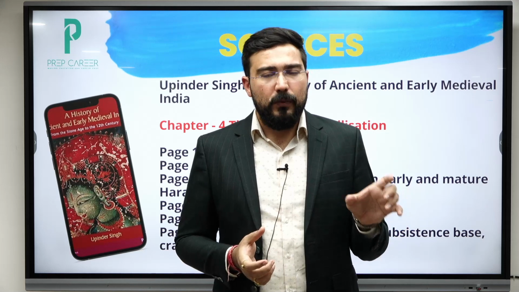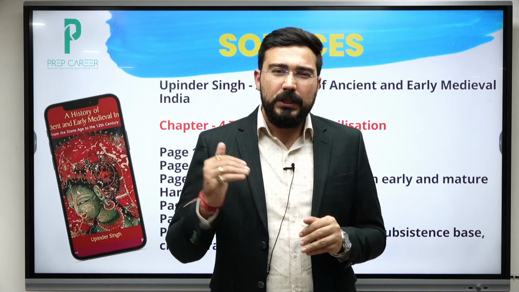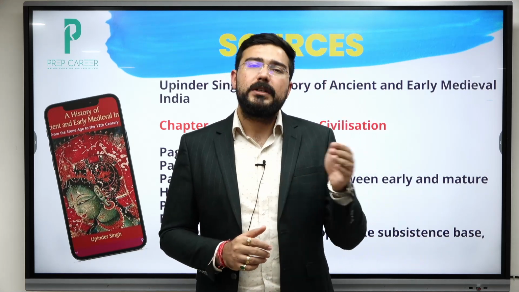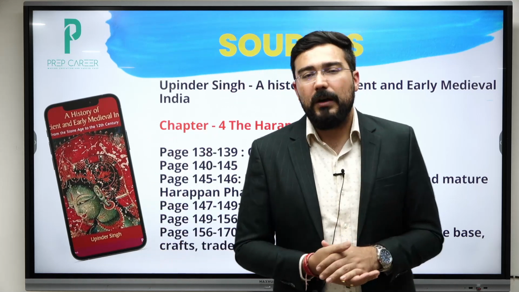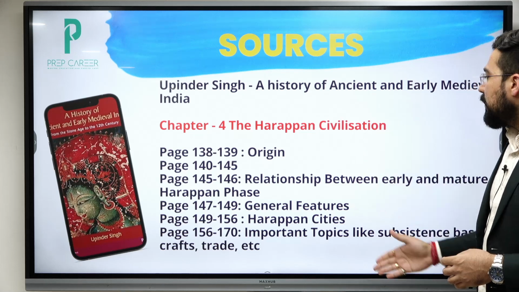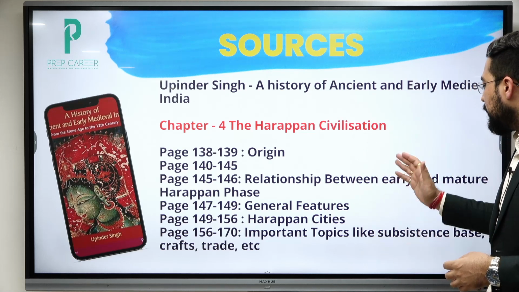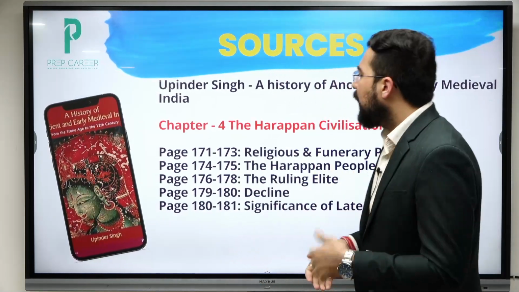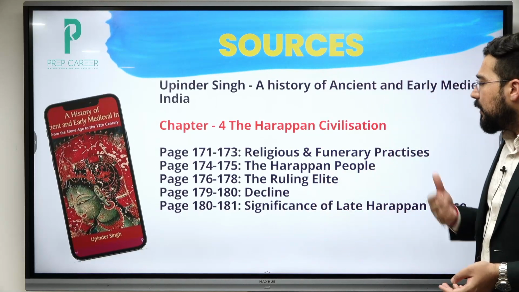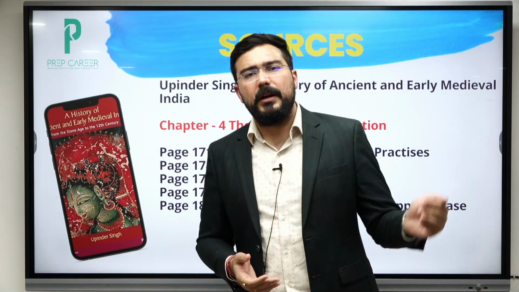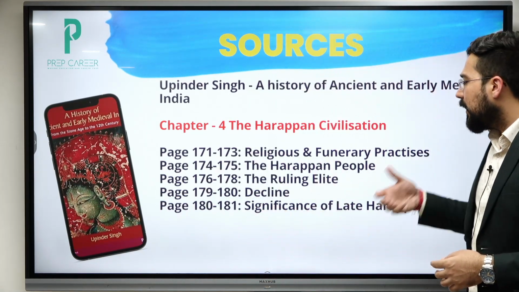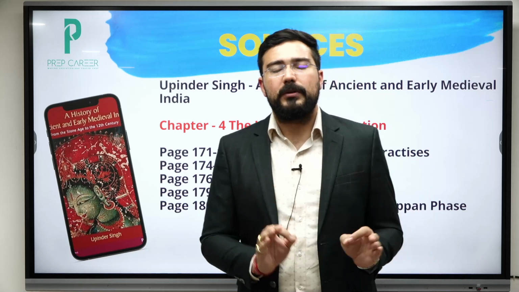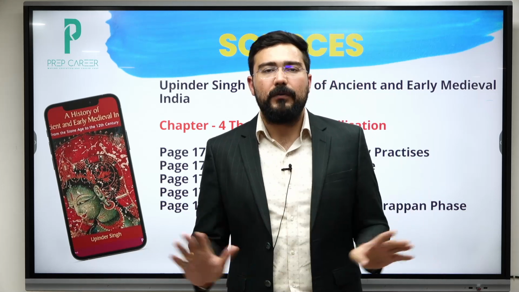If you see, chapter 1 of Upinder Singh is very important because of the sources. Chapters 2, 3 are very less important, I would say, because maps come from there more, and hardly ever does a question come. But if you see chapter number 4, that becomes very important. We have marked the important pages: origin, relationship between early and mature Harappan phase, general features, Harappan cities, subsistence basis, all of that you can do. The craft part you can skip a little. Okay, that is not that much important. Then religion, funerary practices, Harappan people, their literature, or literacy rate to be more precise, as well as ruling elite, decline and significance of late Harappan phase. So this chapter is very crucial for our optional preparation. If you do it from here, that would suffice for your exam.